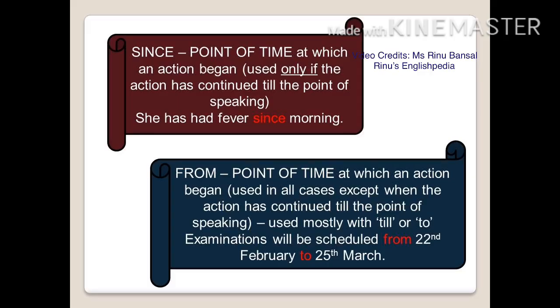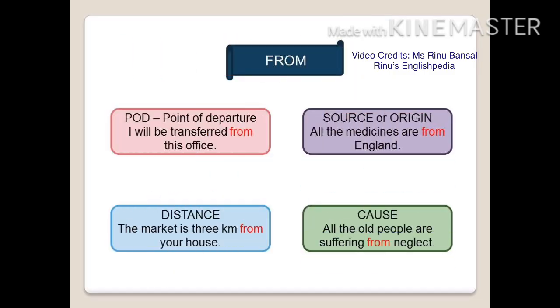These moments can also refer to points in the future when this action will be over at a certain point. However, please remember that it can never ever be used when we are talking about an action which continued till the point of speaking. The other usage of from as a preposition of direction is when it denotes the point of departure. For example, I will be transferred from this office. It is also used when we are talking about the source or origin of something. For example, all the medicines are from England.